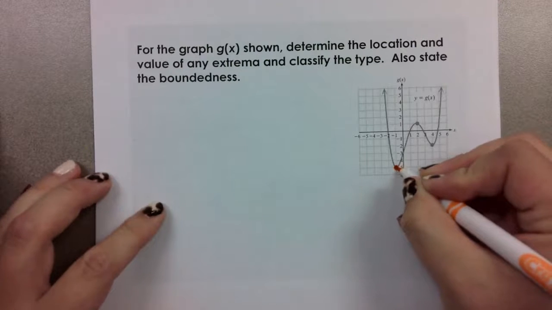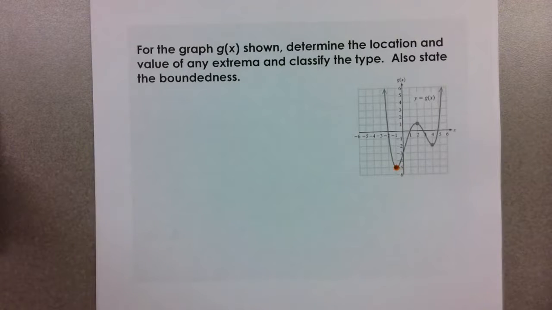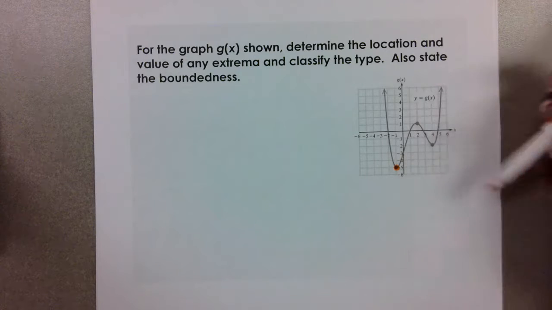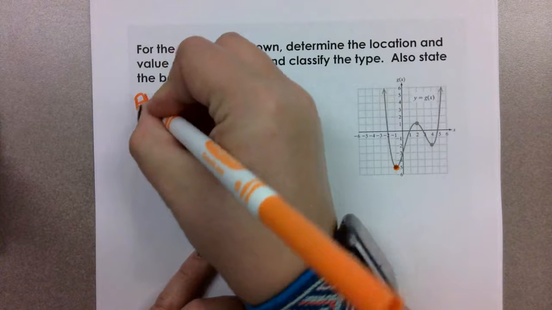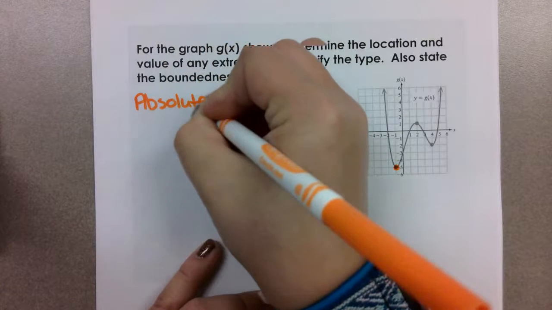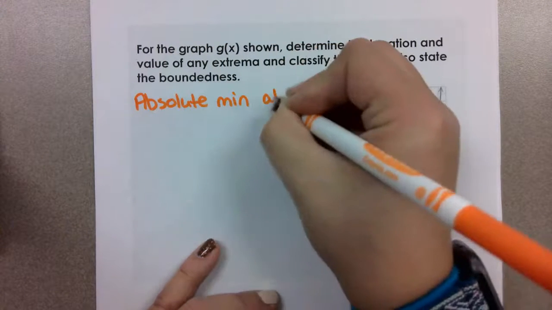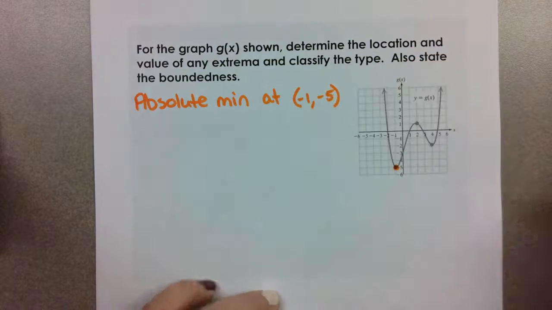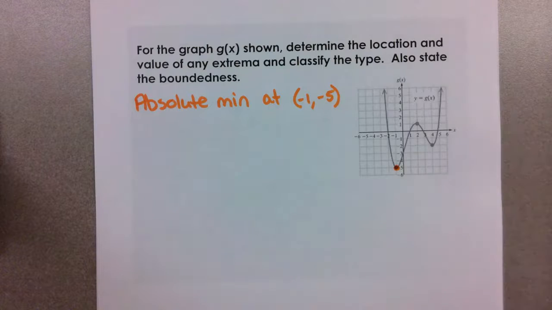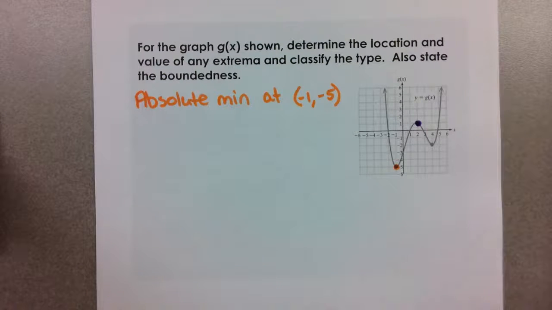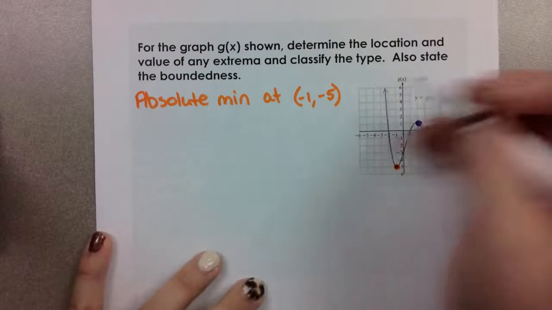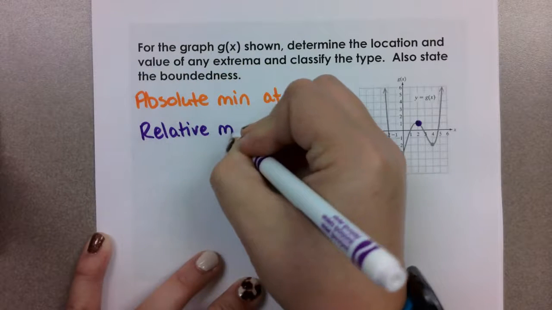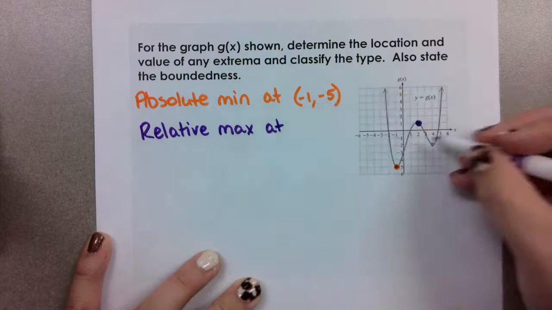Well, the first one I see right here is -1, -5. It's a bottom of a valley, so it's a minimum. Notice it's lower than anything else on the graph, so we have an absolute minimum at -1, -5. Then I see, okay, I have a peak here. Notice that my graph goes above that, so that's a relative maximum at 2, 1.